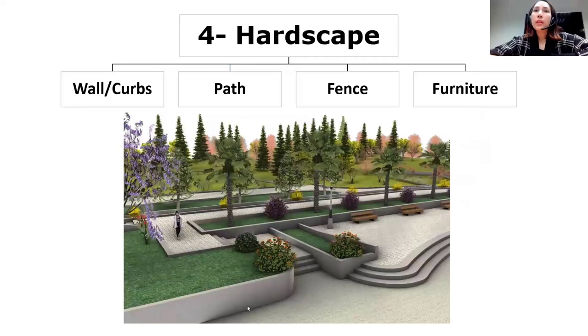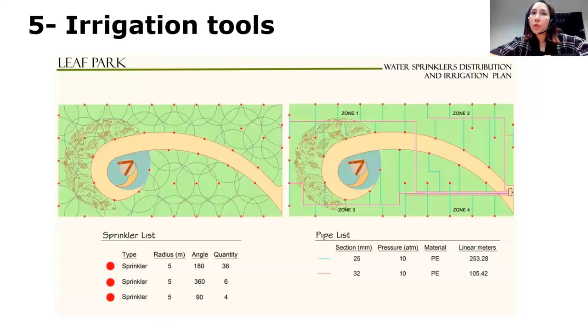We have parametric hardscape, including parametric walls and curves, parametric paths, and parametric fences that let us produce a fence by ourselves. There's a block library of furniture inside the program, but we can also import other blocks that are compatible with the program. We have irrigation tools that let us design the irrigation system of the project, place the sprinklers or emitters, and draw the lines of piping.